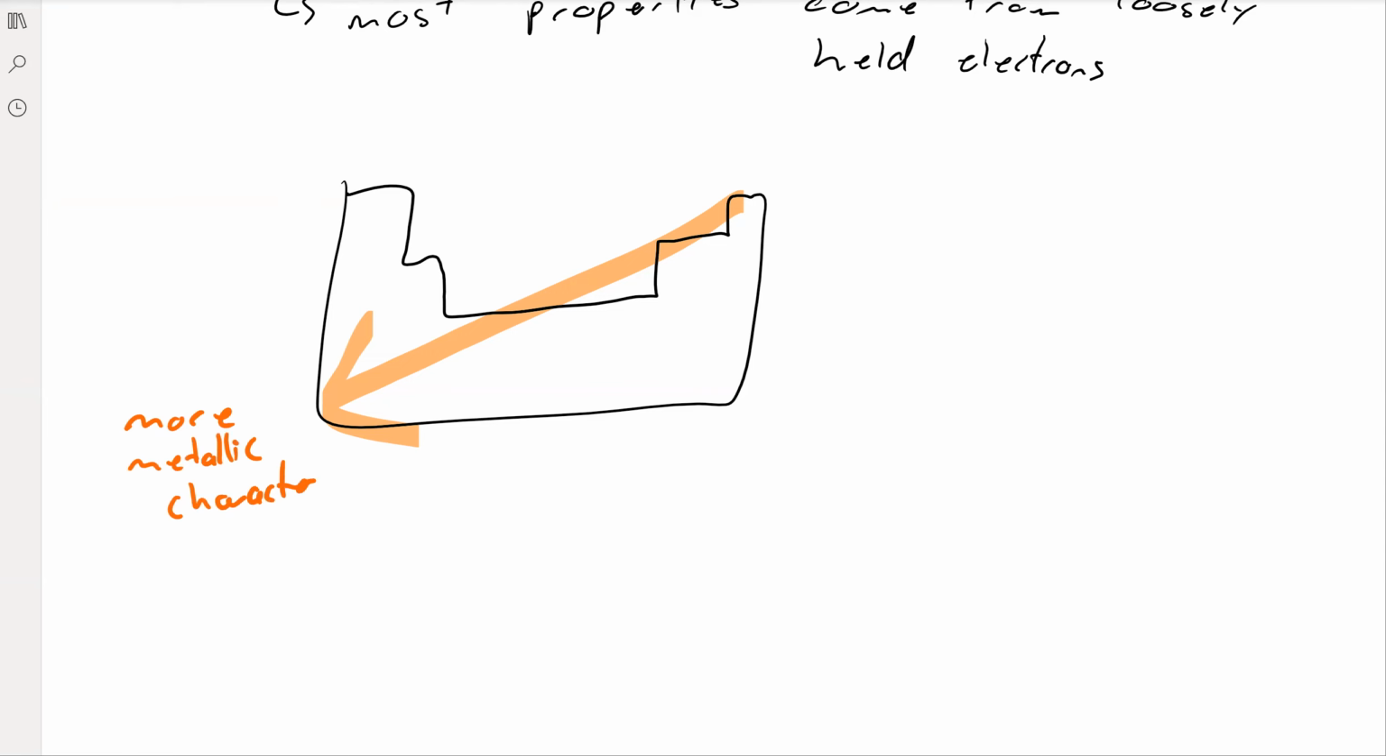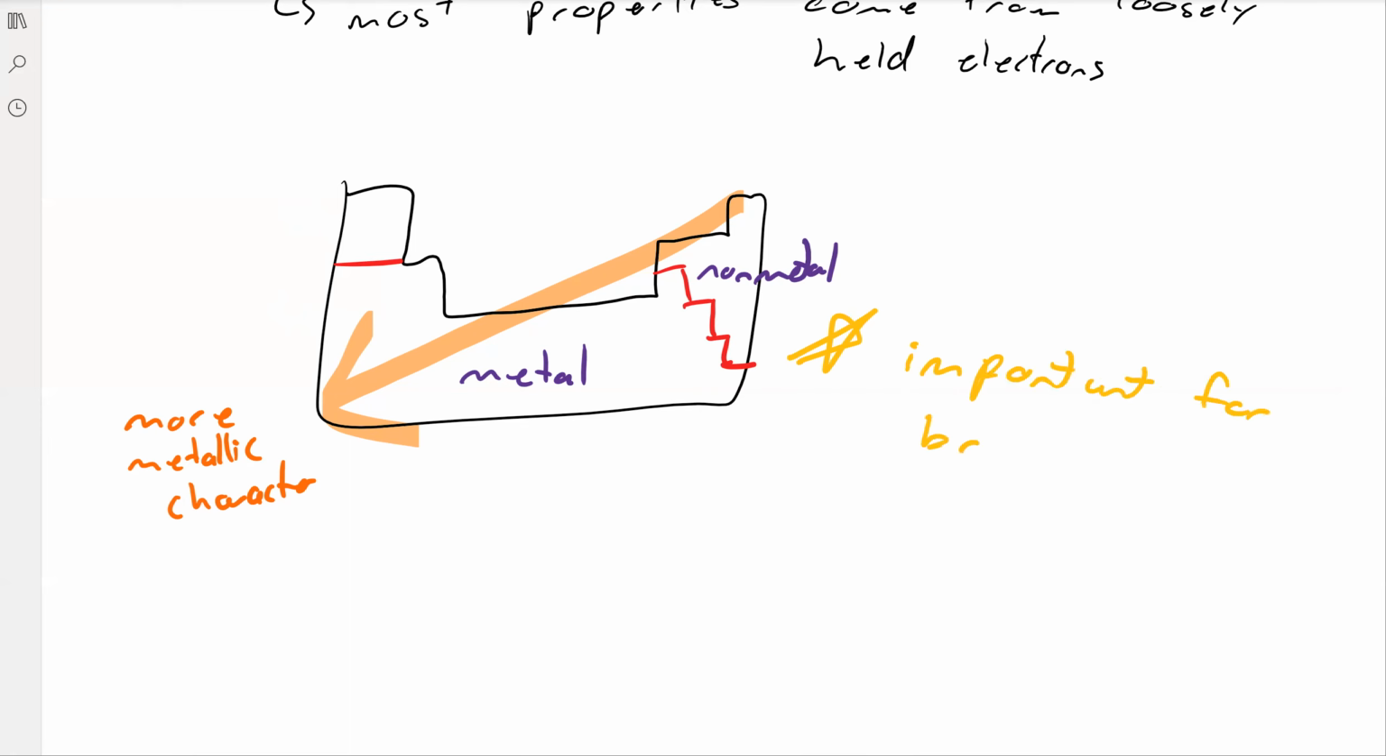Not the most important trend, but one important thing that we need to know is that in our periodic table, we have what's known as the staircase. And in this staircase, everything below it is a metal, while everything above the staircase is a non-metal. And so that's going to be a very important trend once we get to chemical bonding. Not necessarily a trend, but a fact.